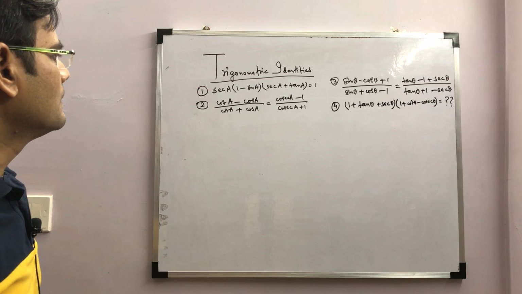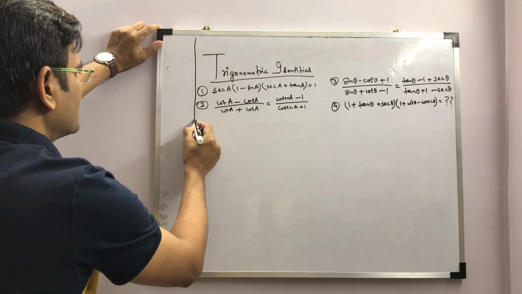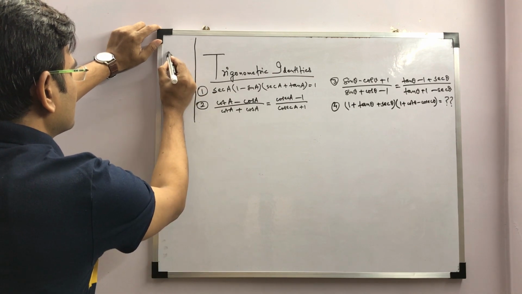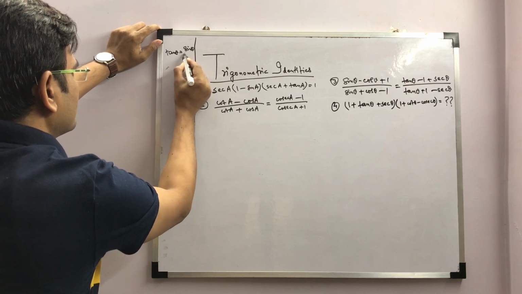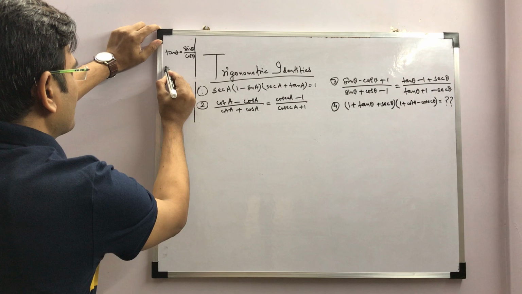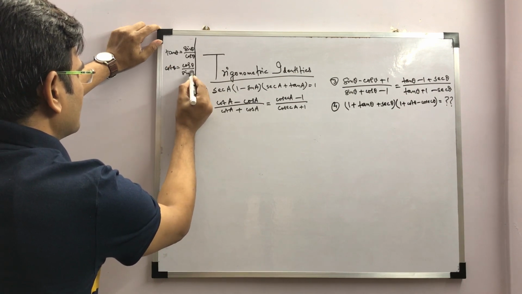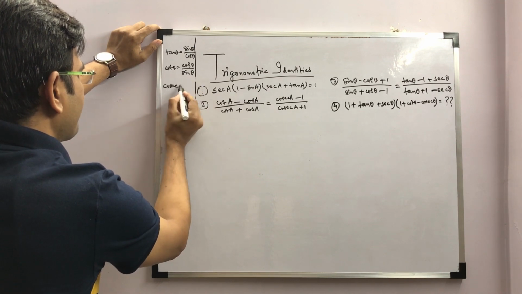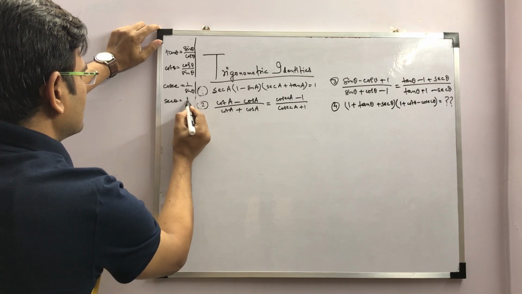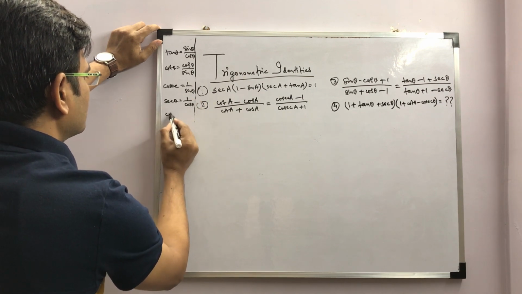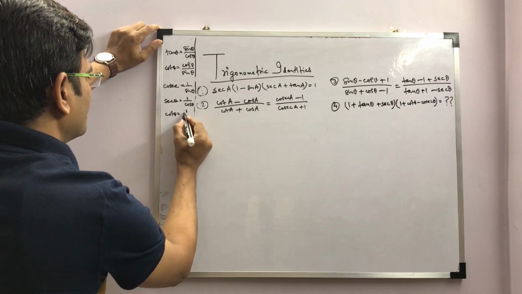Now there are other inputs which you can take. One is tan theta equals sin theta by cos theta. Cot theta is cos by sin. Cosec theta equals 1 by sin theta. Sec theta is equal to 1 by cos theta, and cot theta equals 1 by tan theta.